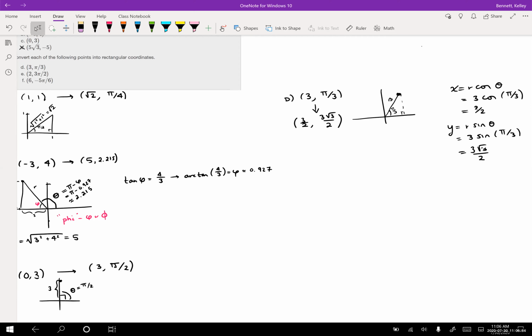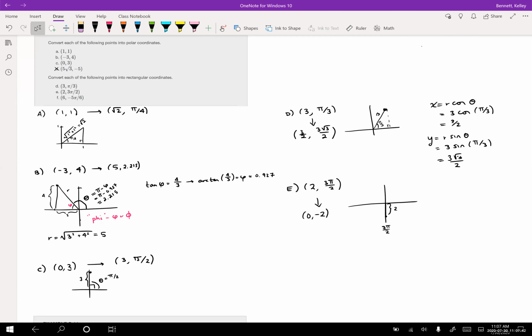All right, let's look at E. So I have the point 2 comma 3 pi over 2. And this is another pretty straightforward one. So 3 pi over 2 is pi and a half, so that's here. And then I'm down 2. So this distance here is 2. So this is just the point 0 comma negative 2. You can absolutely do that by plugging in: x is r cosine theta, y is r sine theta, and you will get the same point. I'm just trying to be as efficient as possible.